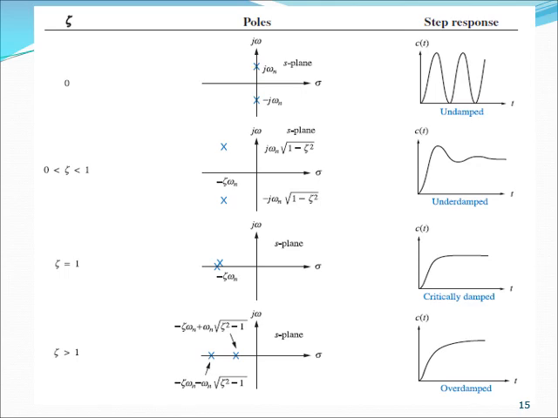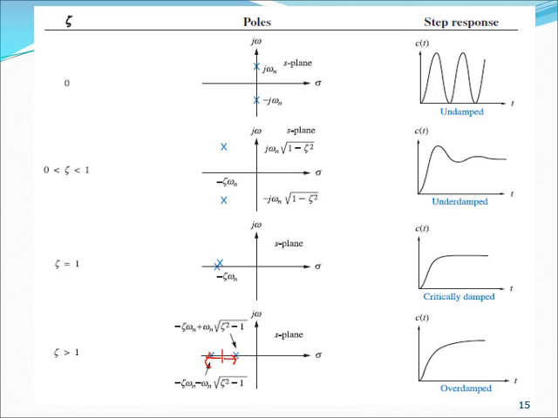When zeta is exactly equal to 1, we have 2 repeated real poles. We have come to this point. This pole has moved here. This is a point. We have 2 poles now here. Now as zeta gets larger, we start from here. One pole moves this way and the second pole moves this way. And here is the response, this one.